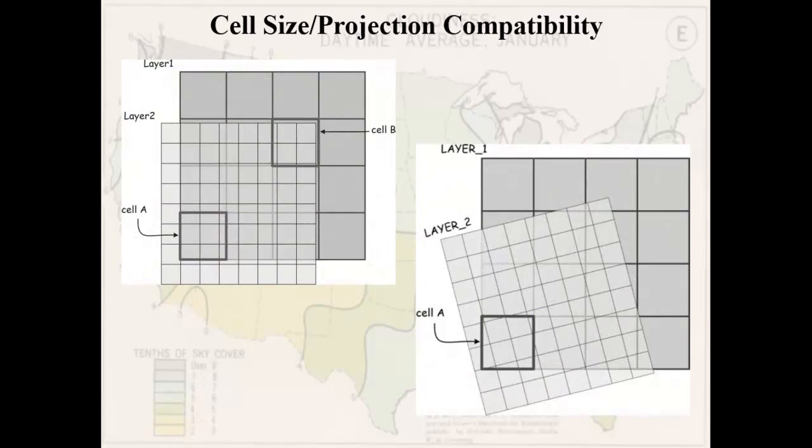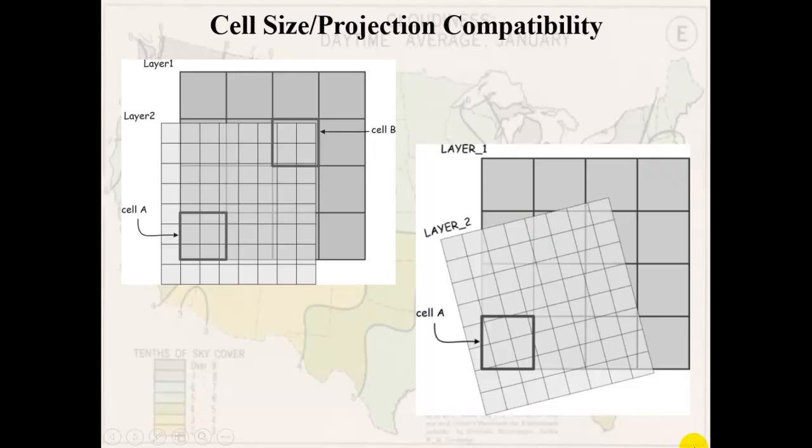When you have more than one raster data set that you're trying to combine into a single output data set, or if you just want to process one data set and make a different output data set, sometimes you have cell size or projection compatibility issues. In this left example, you can see where we have larger cells in one of our data sets and smaller cells. This one, we have a data set that's oriented a little bit differently than that data set.